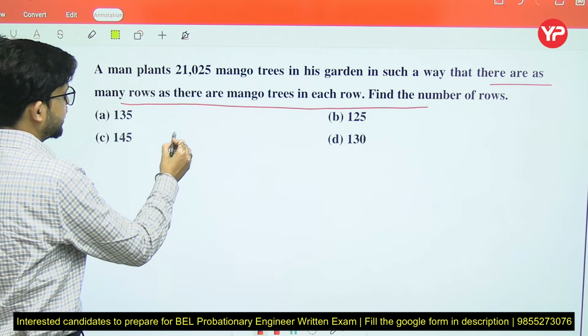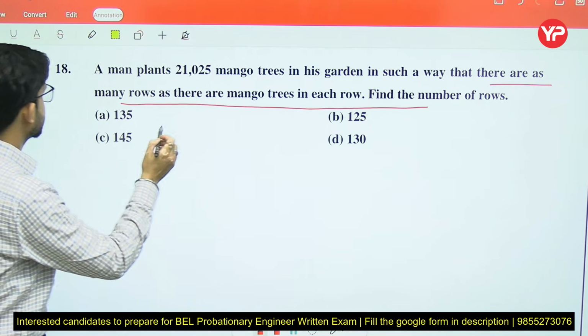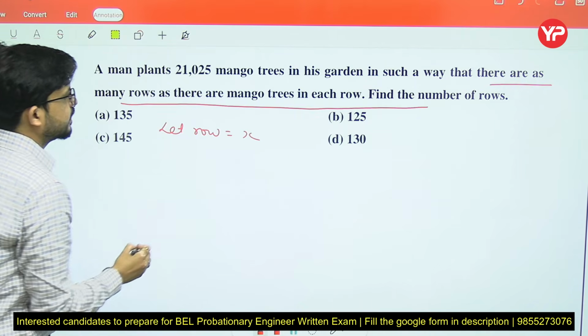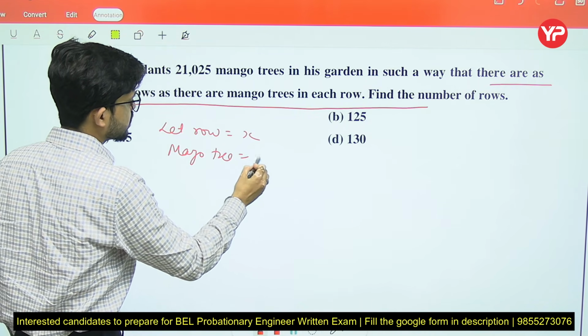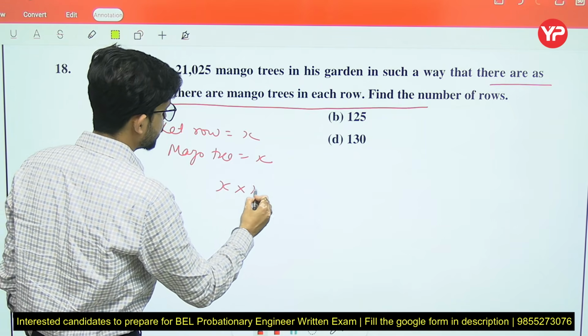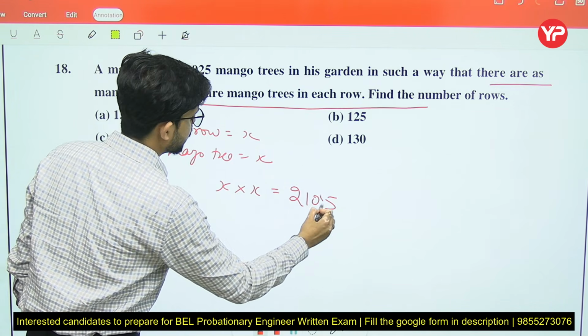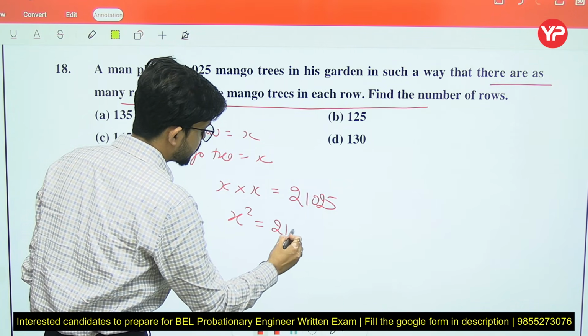Basically he is saying that the trees in his garden are planted in such a way that there are as many trees in each row as there are rows. Let rows be equal to x, and let mango trees in that row be equal to x. So x into x should be how much? 21025. It will be x square is equal to 21025.